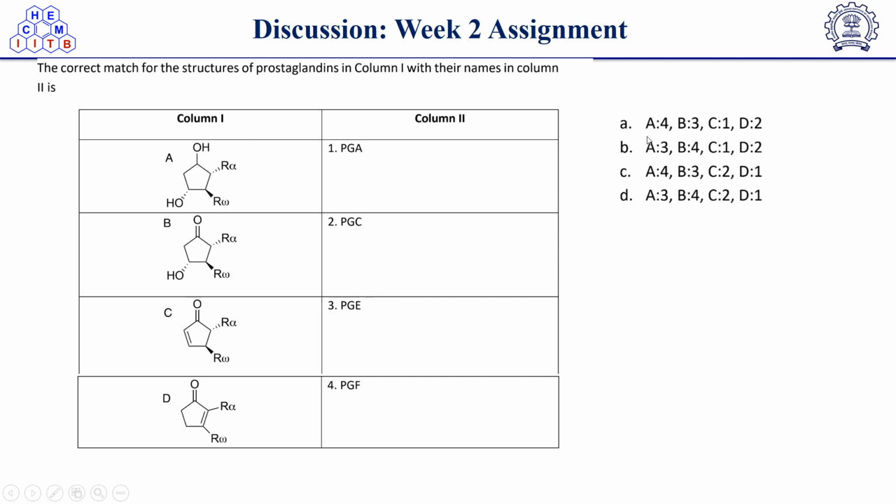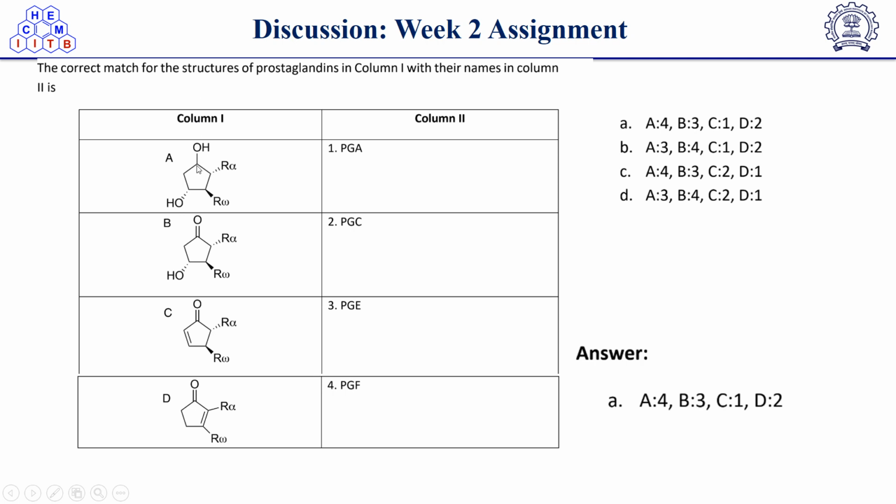So which will be the correct answer? Option A 4 and B 3, we have two options, A and C. So we have to understand whether PGA is C or PGA is D or PGC is C or D. For that, PGA is having a structure which is having this alpha beta unsaturated ketone without substitution. So PGA corresponds to this structure C and PGC corresponds to the structure D. So the answer is option A.